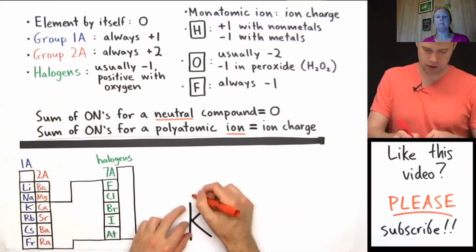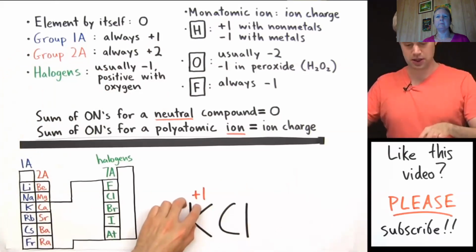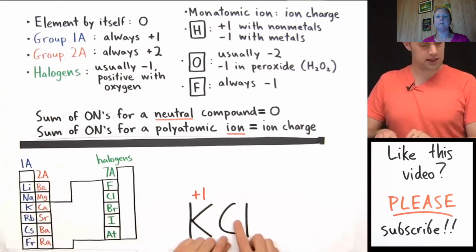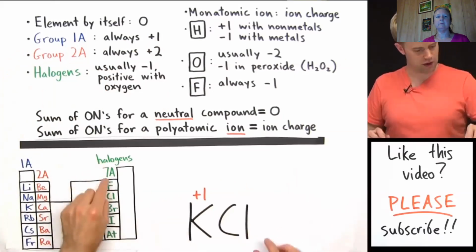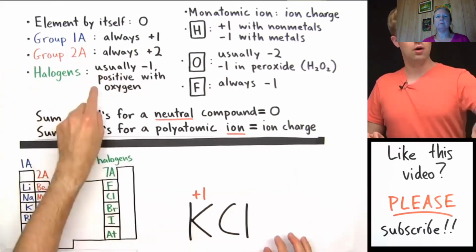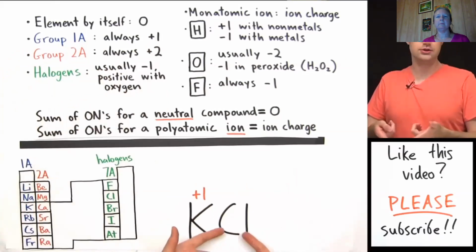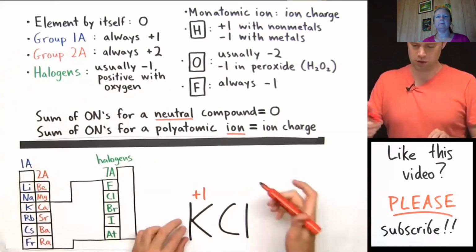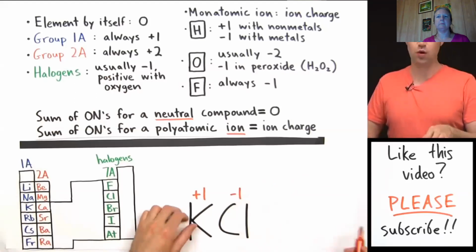So that is potassium's oxidation number. Then we have Cl over here. That is one of the halogens. Halogens are usually minus 1, positive with oxygen. Well, Cl certainly isn't with oxygen here, so we'll give it a minus 1 oxidation number.